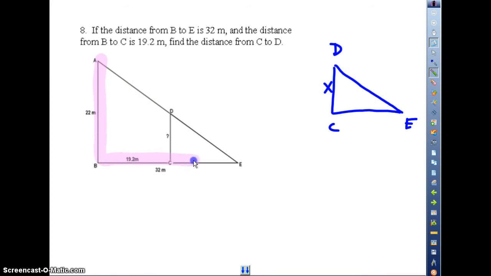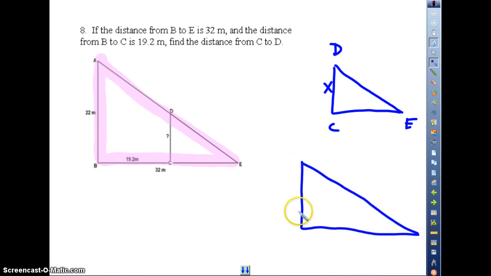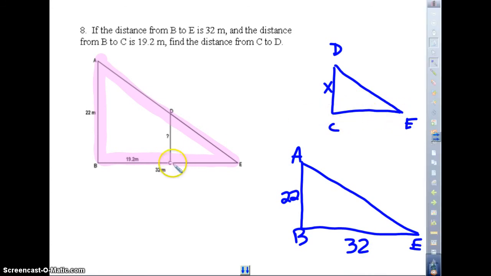This here, and this here. So I'm going to draw a large triangle. This is point A, B, and E. This distance from A to B is 22 meters. The distance from B to E all the way across is 32. I need to know this distance from C to E. I need to know this distance from here to here. They didn't give it to me, but I can calculate it.